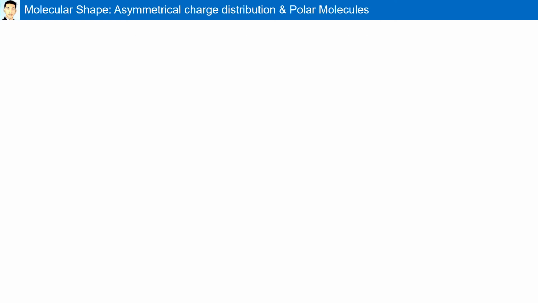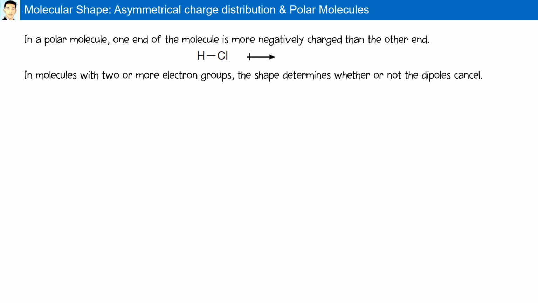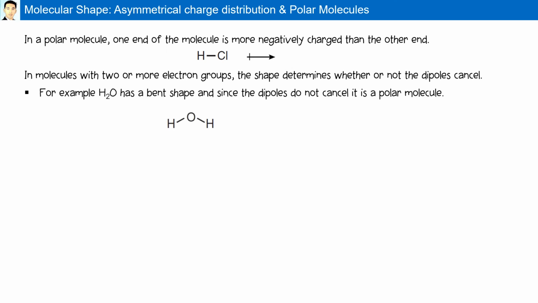Molecular shape, asymmetrical charge distribution, and polar molecules. In a polar molecule, one end of the molecule is more negatively charged than the other end. Here we have HCl. The chlorine is more electronegative than the hydrogen, therefore it has a negative charge closer to the chlorine. In molecules with two or more electron groups, the shape determines whether or not the dipoles cancel. For example, water has a bent shape, and since the dipoles do not cancel, it is a polar molecule.